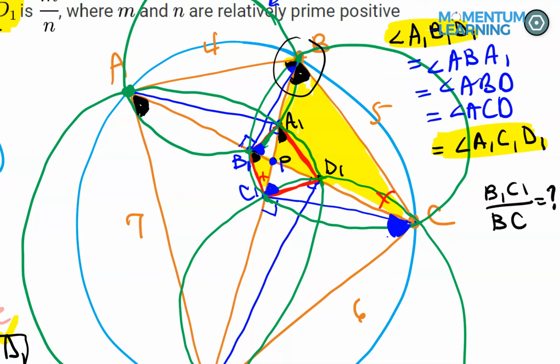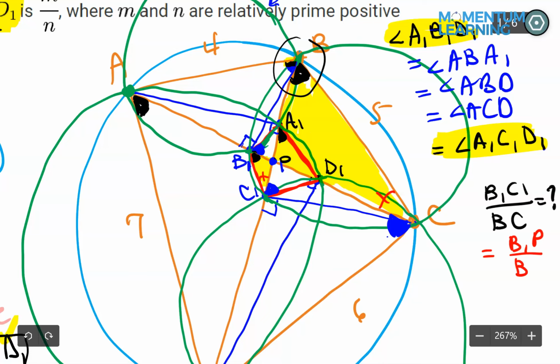But then that's exactly what we need, right? So the ratio of similarity, for instance, B1C1 to BC can be expressed as B1P to BP, for example. Do you guys agree? So this ratio is, at the same time, by using those two similar triangles, the same thing as B1P to BP. But how does this help?